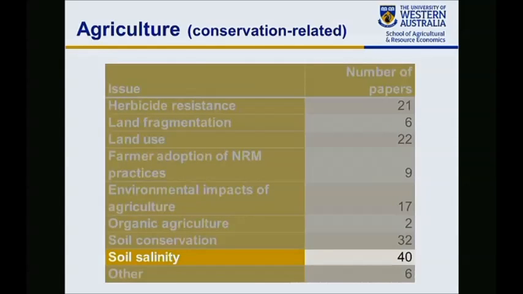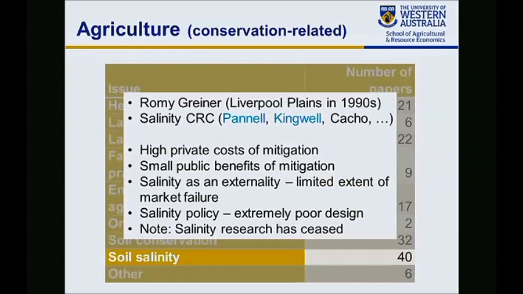The second one is soil salinity, which you can see is the biggest number of papers of any of these. Romy Greiner, who's now back at James Cook University, did the bulk of the early work on the economics of salinity, and all of her work was focused on one area of New South Wales, the Liverpool Plains.